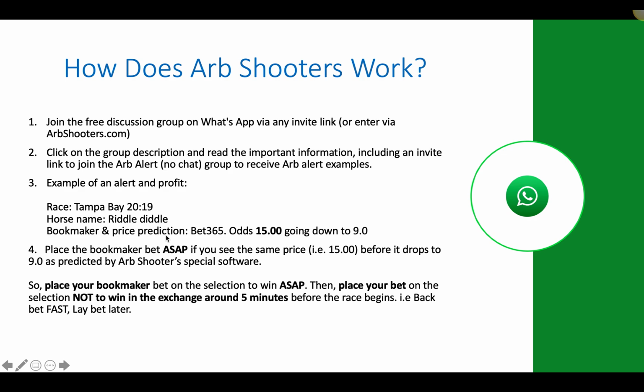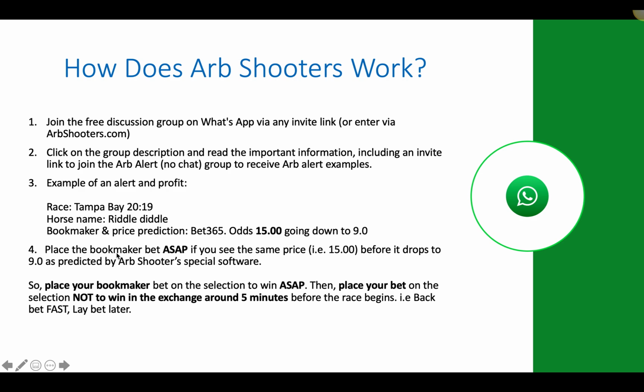The bookmaker and price predictions. This is where the software shows you where the price is going to drop. So it's saying that the current odds are 15 and it's going to go down to 9. So if you're fast, you can get the odds at this great value of 15.